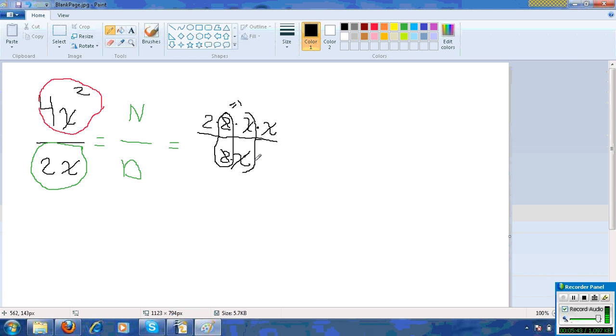Likewise, I have x over x. Well, I can mark through those because x over x is 1. And that sometimes is a little confusing to people. You know, they think, how can I say x over x is 1? I don't know how much x is. It doesn't matter.